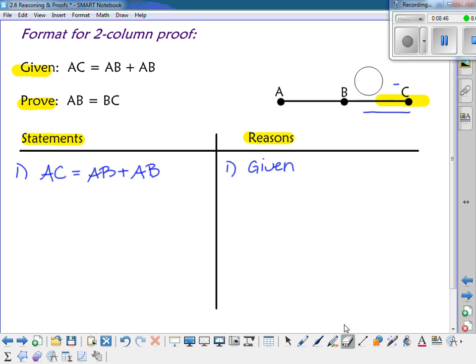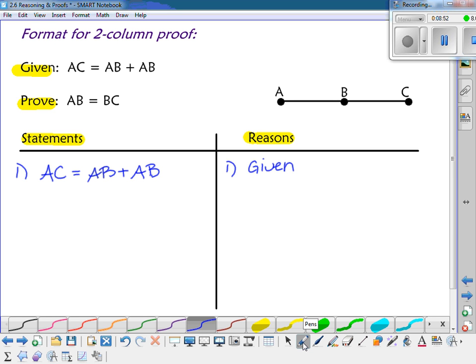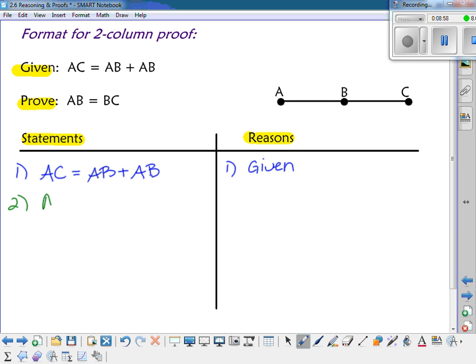So let me erase all this. We start off with what we're given. AC is equal to AB plus AB. As I said, under the segment addition postulate, I know that AC would have to equal AB plus BC, because the two pieces add up to the whole thing. That is the segment addition postulate.